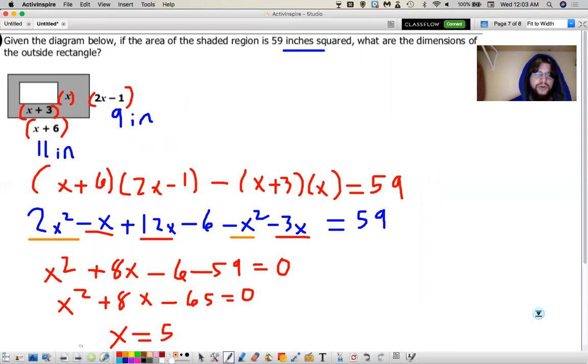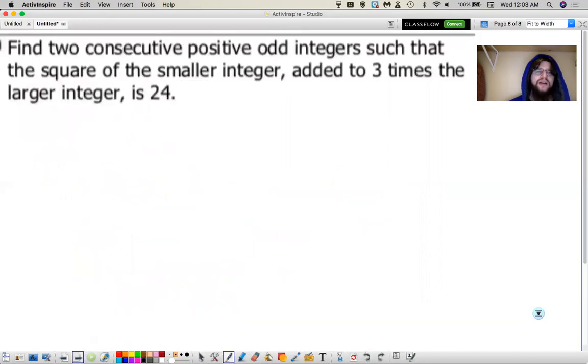All right, one more, because we need to talk about consecutive. Find two consecutive, positive, odd integers. That's a lot of definitions right there. Consecutive, it's one after another. Odd, not divisible by 2. Integers, well, that's your nice numbers on your fingers. It's positive integers. Okay, it's greater than 0, positive.